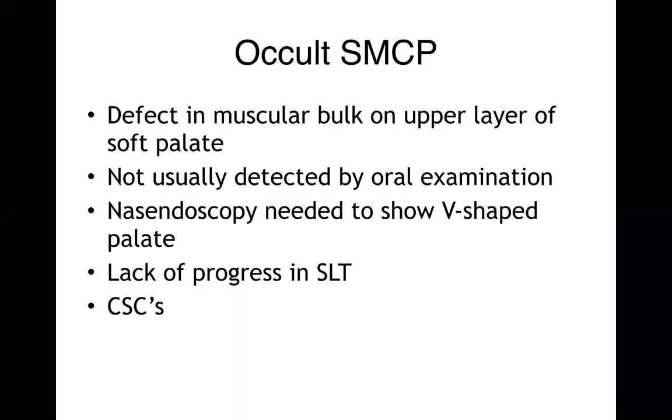Occult submucous cleft palate, again, you maybe have heard of this. This is a defect in the muscular bulk on the upper layer of the soft palate. It's not usually detected by an oral exam, and really nasendoscopy would be needed to actually show the V-shaped palate from above. But again, you might suspect that there is something not right with the palate because of lack of progress in speech and language therapy, or because there are a lot of cleft speech characteristics that are persisting.